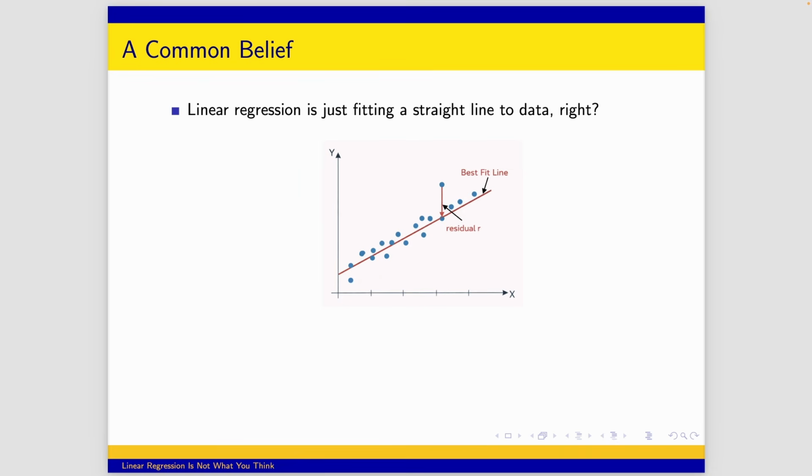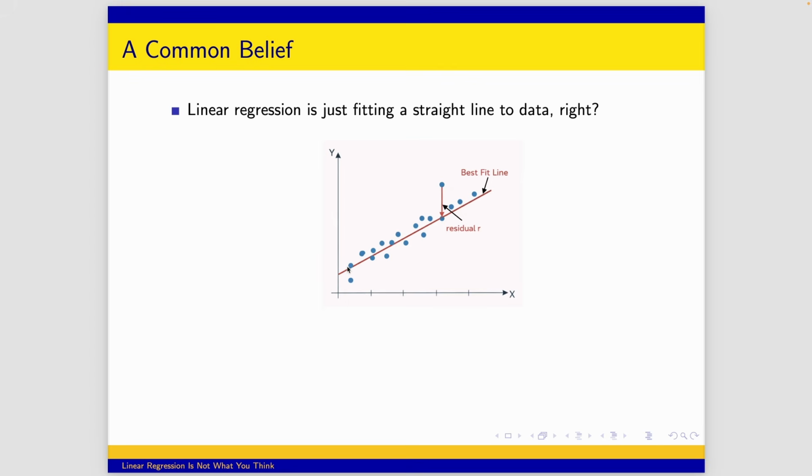In linear regression, we normally think of this picture here. We have some data, these blue points, and we want to find the line that best fits this data. And how do we define that best fit? Well, we define it in terms of square residuals, minimizing those square residuals.